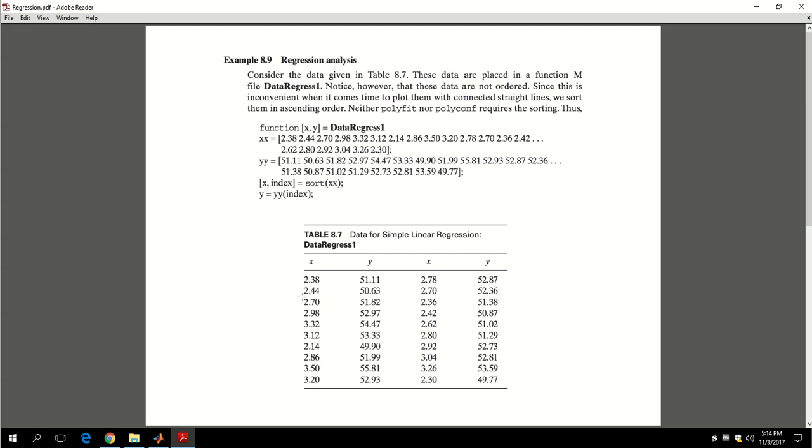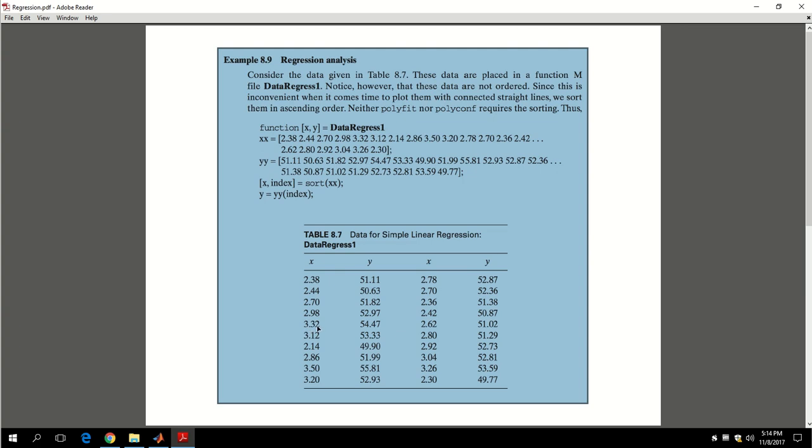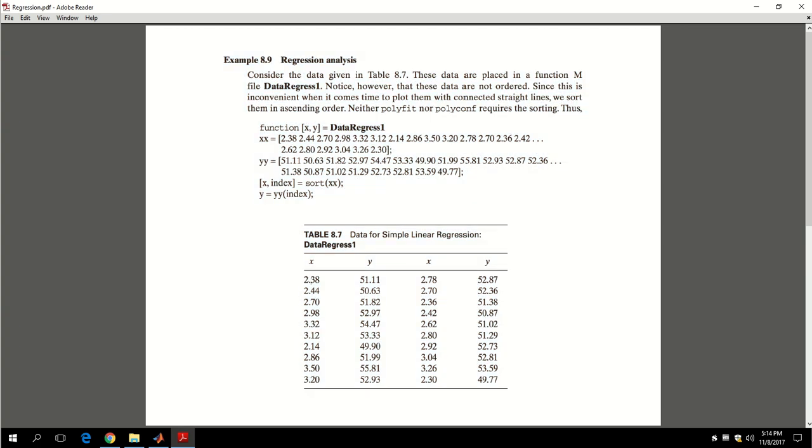So we have 20. That's 1, 2, 3, 4, 5, 6, 7, 8, 9, 10. So this is 10 data points, right? And then we have another 10 data points. So we have 20 data points in total.